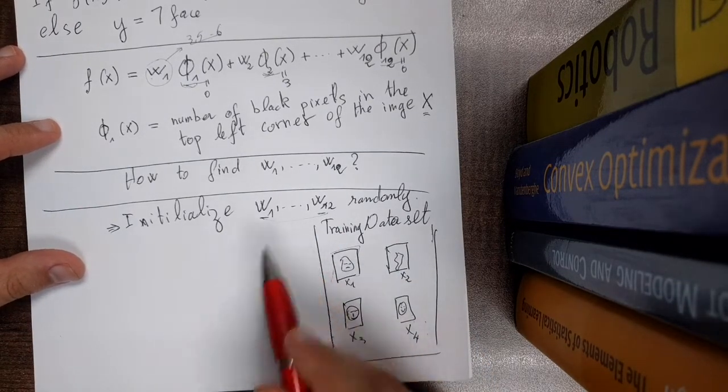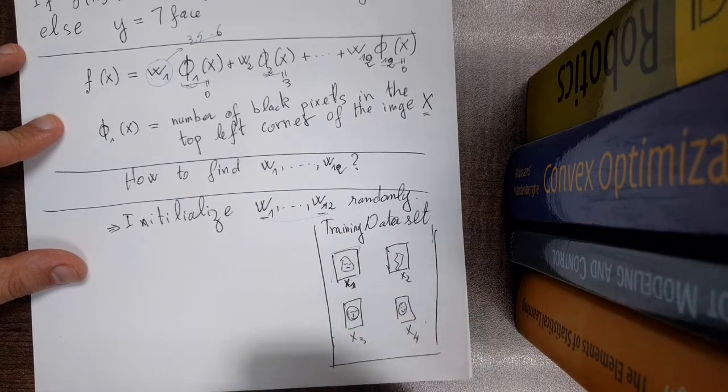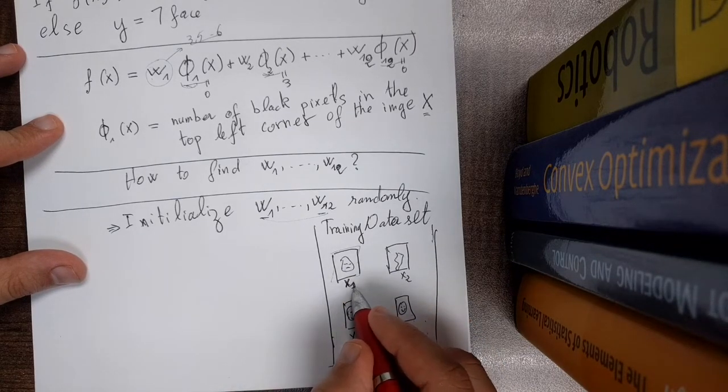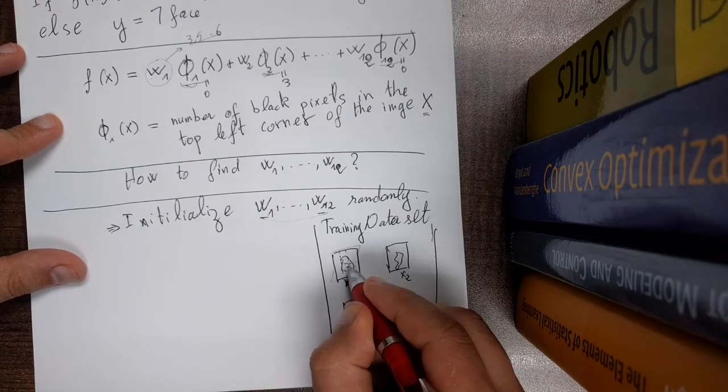Now let's see how we update these weights. So we take the first image x1, and then the first thing we will do is compute its features. So of course, we can divide it into cells.